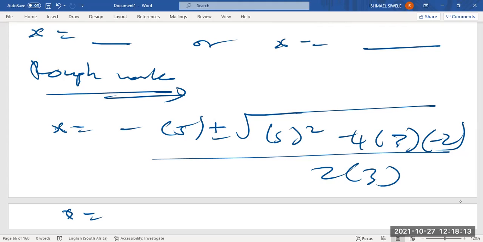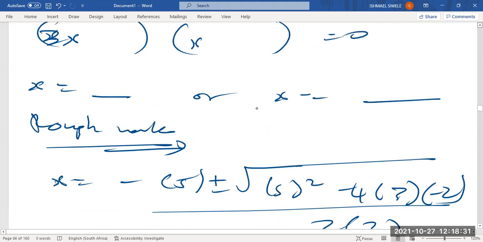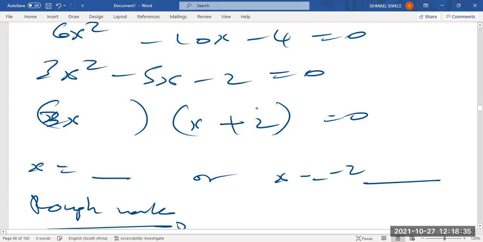So the first one here is 1 over 3, or x equals -2. So I have plus 2 here, then I have -2 here, then I have 1 over 3 here. So this one is 3x minus 1. So the one that is called the minimum turning point, you see n on the graph.